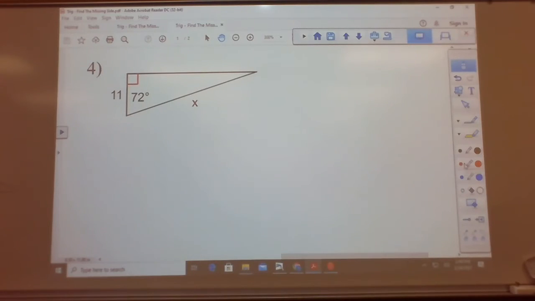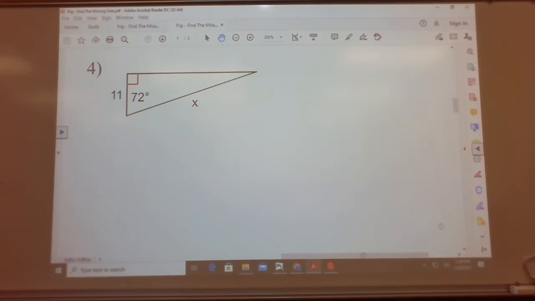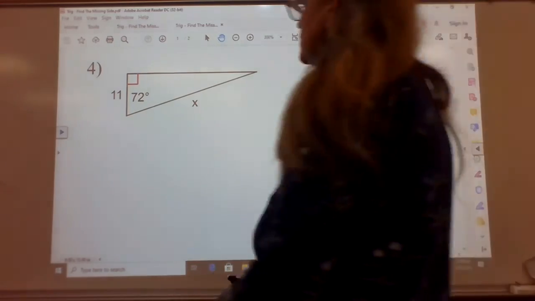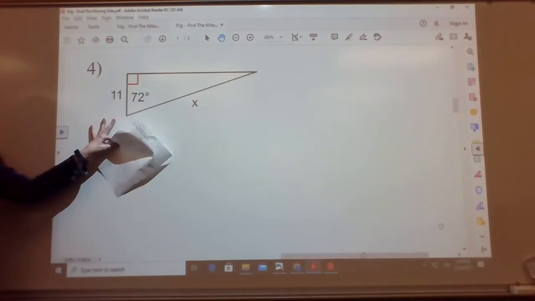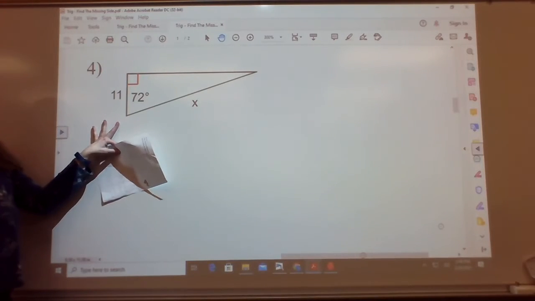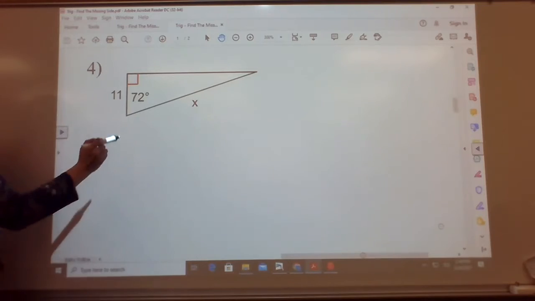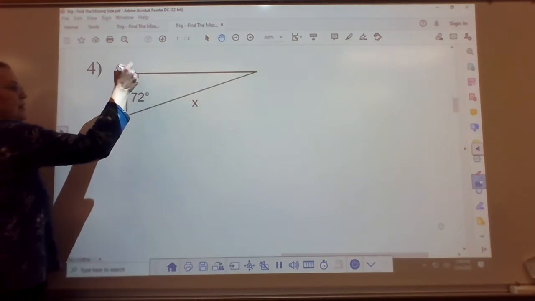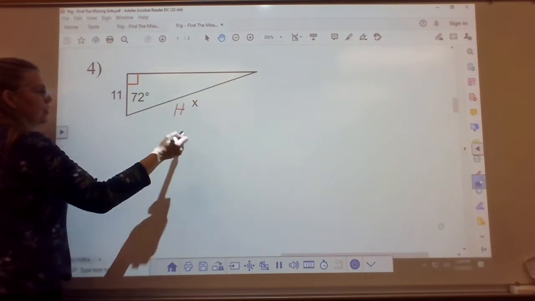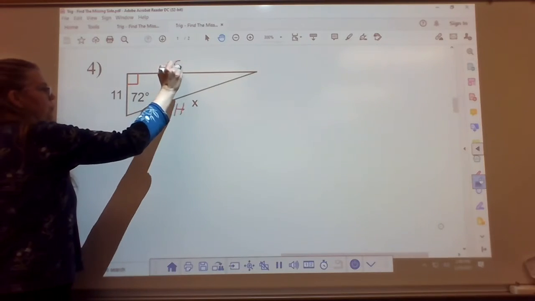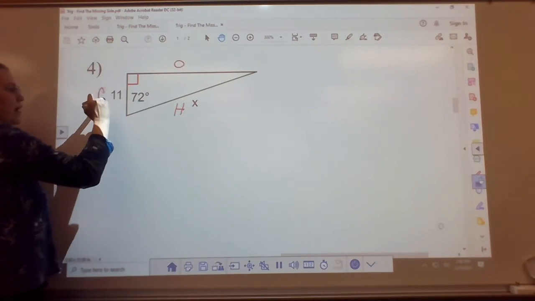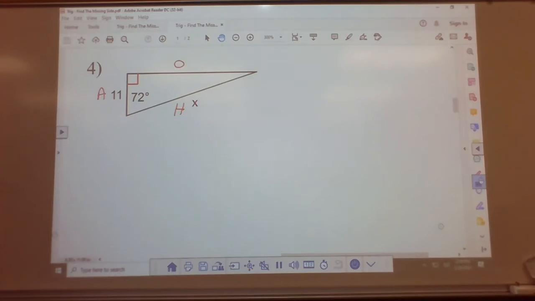Number 4. Mark your three sides. And that's definitely the most important thing. I mean, everything's important, but 7 chances out of 10, if somebody makes a mistake, it's on this first step. You're not marking the sides right. So be really careful when you mark these sides. So 90, this must be H. Angle, this must be opposite. This must be A. Mark those sides. Be really careful.